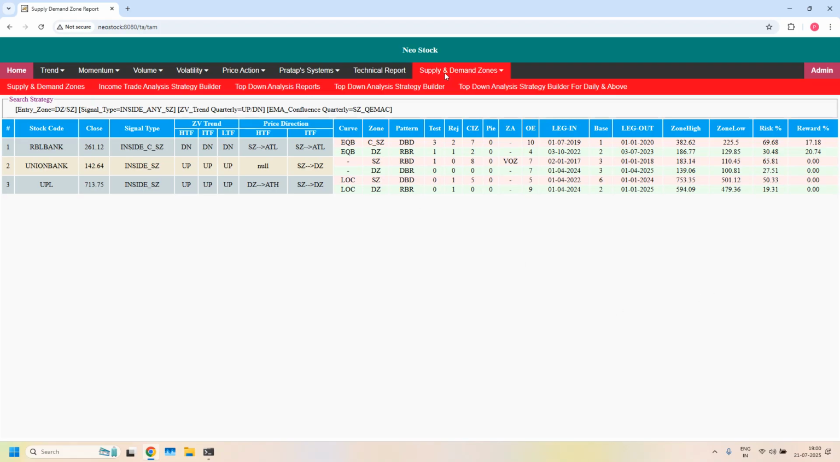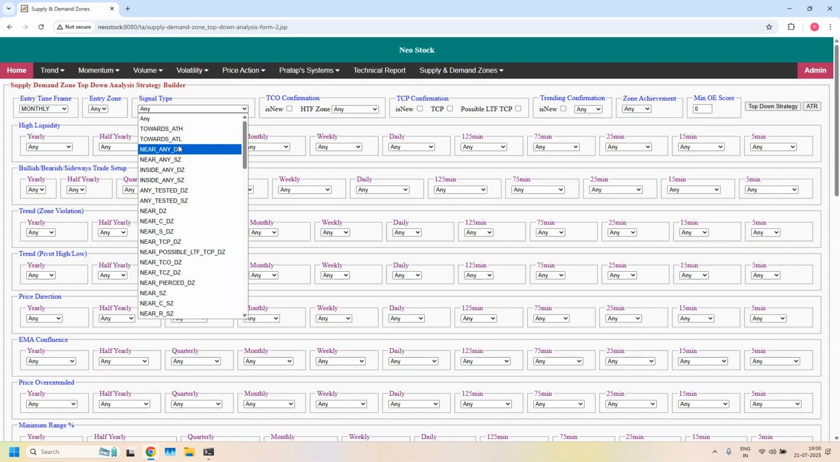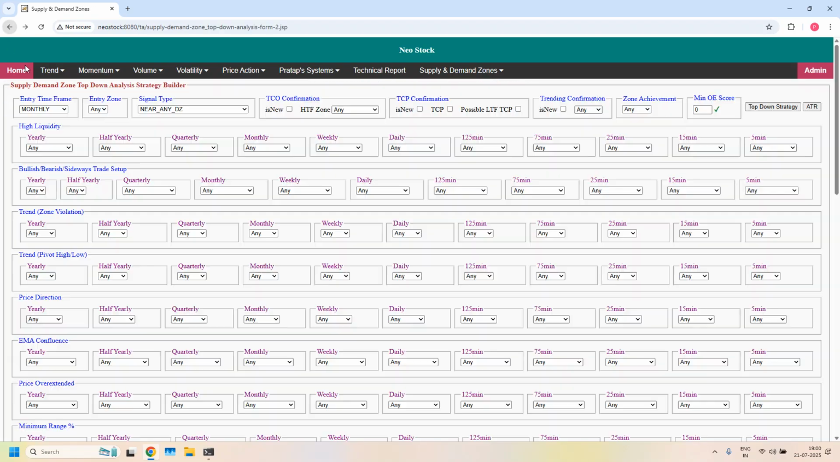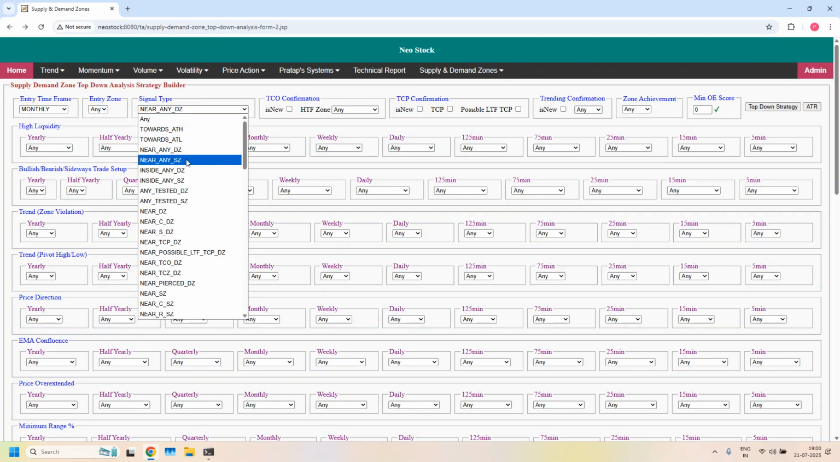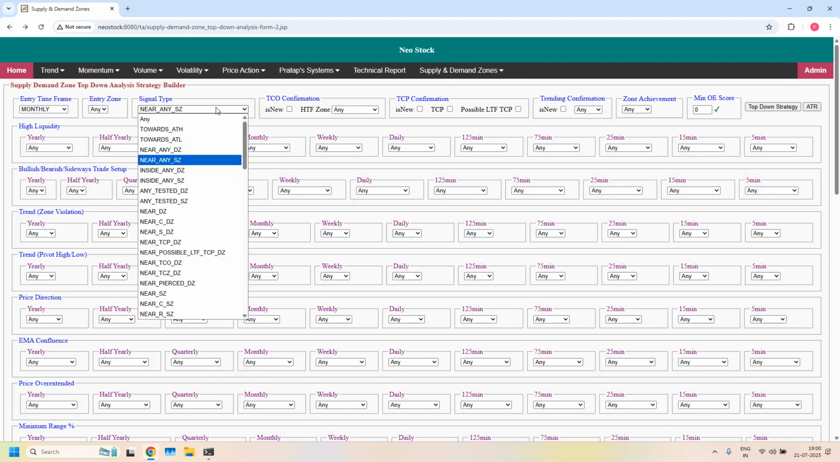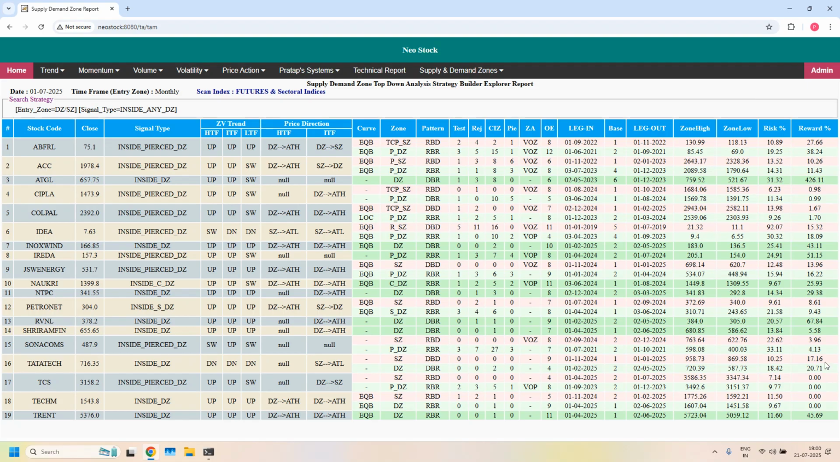Next time frame is monthly. Stocks near to the monthly demand zone, we got 6 stocks. Next, stocks near to the monthly supply zone, we got 4 stocks. Next, price closed inside the monthly demand zone, we got 19 stocks.